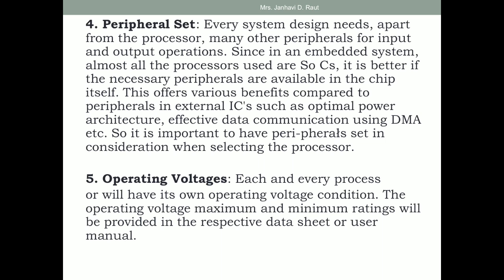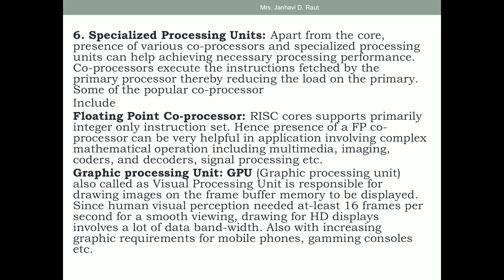Operating voltage. Each and every processor will have its own operating voltage conditions. The operating voltage maximum and minimum rating will be provided in the respective datasheet or the user manual. Higher end processors typically operate with a 2 to 5 volt rating, including 1.8 volt for cores and 3.3 volt for IO lines, and need specialized devices. It is a deciding factor in low end microcontrollers based on the input voltage.